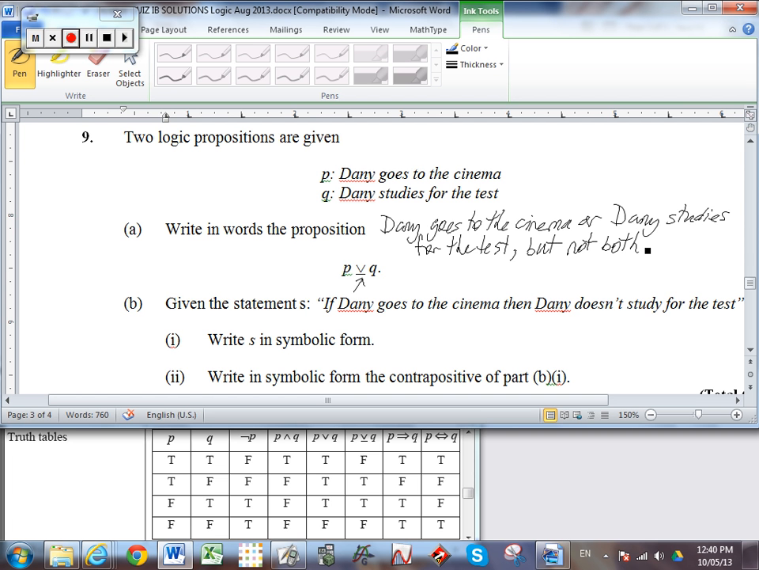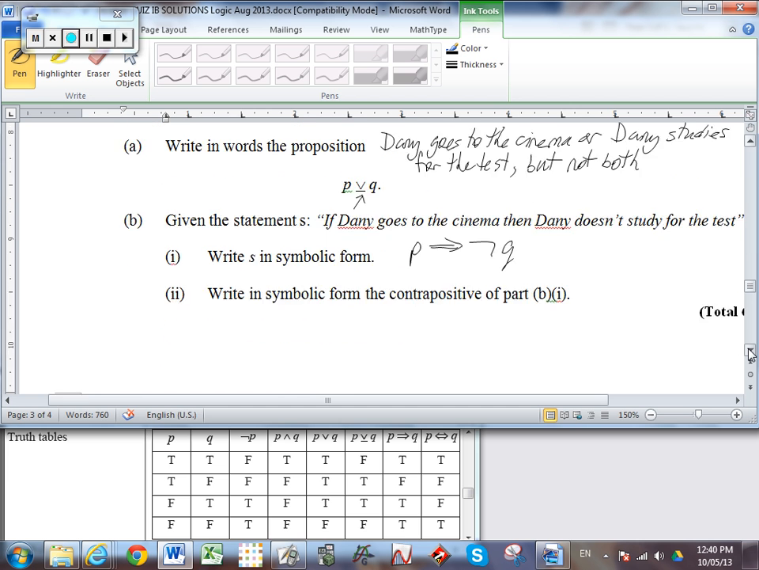Part B, given the statement says if Danny goes to the cinema, then Danny does not study for the test. So if Danny goes to the cinema, that's P, then Danny does not study for the test, that is not Q.